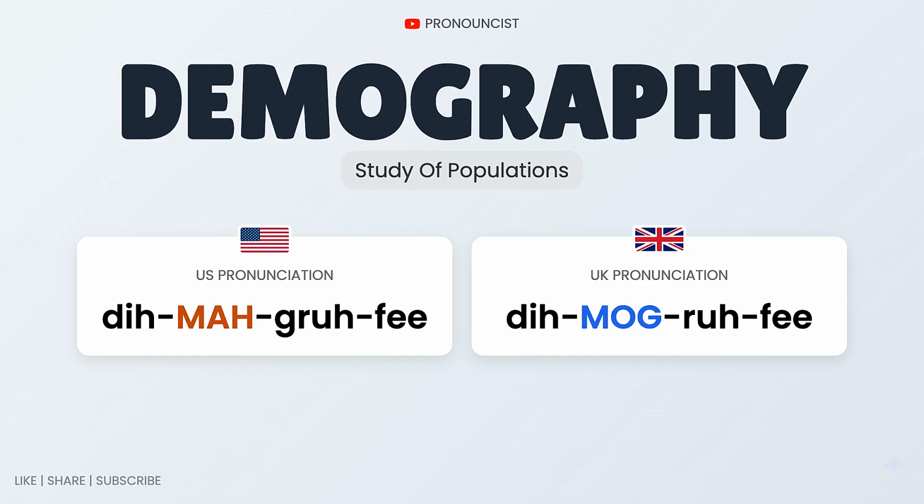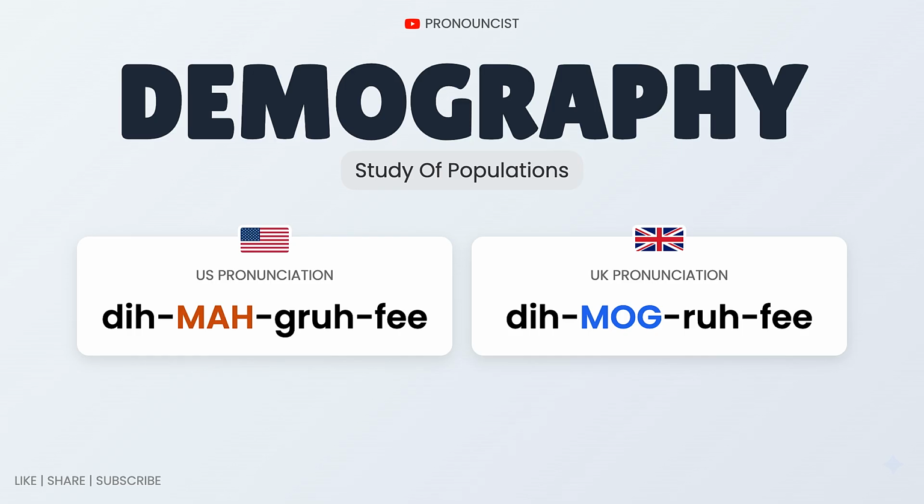DEMOGRAPHY. Now, read the syllables of British pronunciation shown on the screen naturally. D, Mog, R, Phi. DEMOGRAPHY. D, Mog, R, Phi. DEMOGRAPHY. US stresses ma, UK stresses mog.